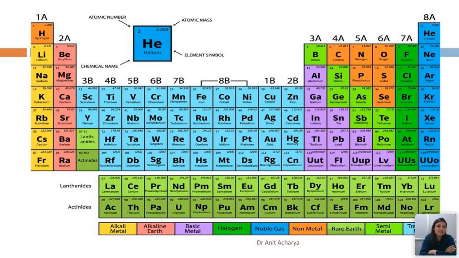So here when we talk about the fourth row, it is basically about security. All the elements in this whole row are seeking security. And so when we are talking about potassium, potassium is seeking security. And security of what?